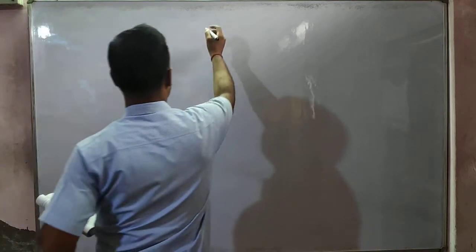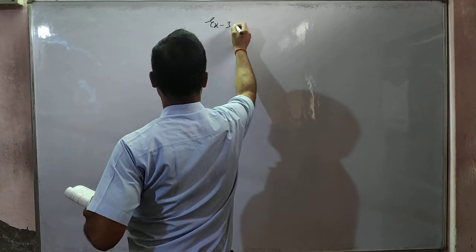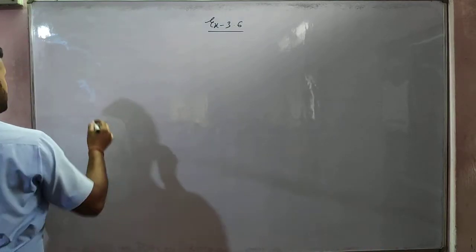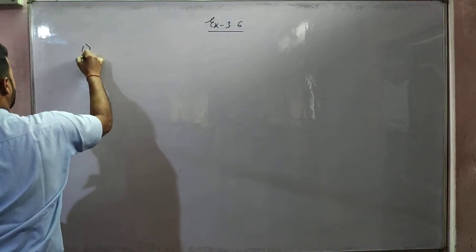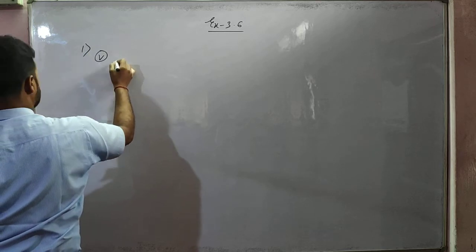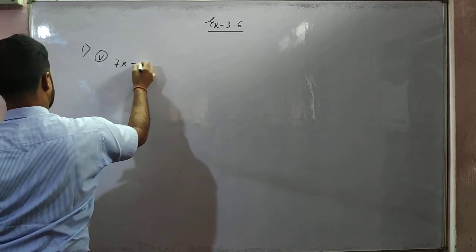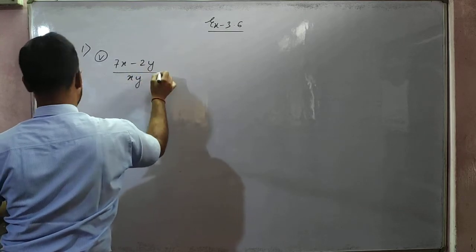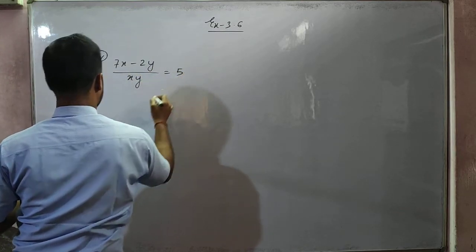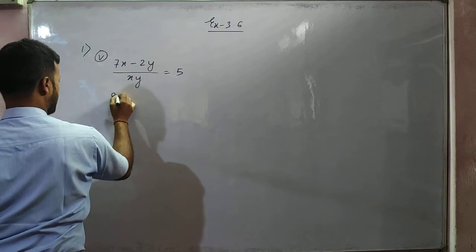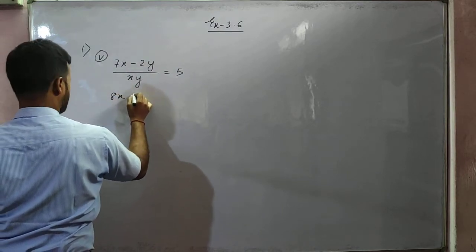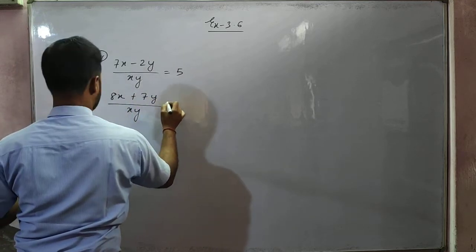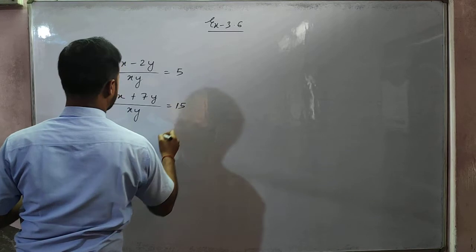Students, so let us see some more patterns. Number 1: 7x minus 2y by xy is equal to 5, and 8x plus 7y by xy is equal to 15.